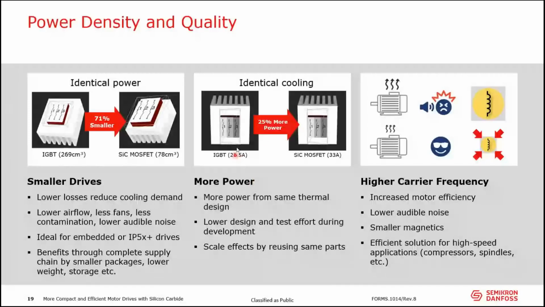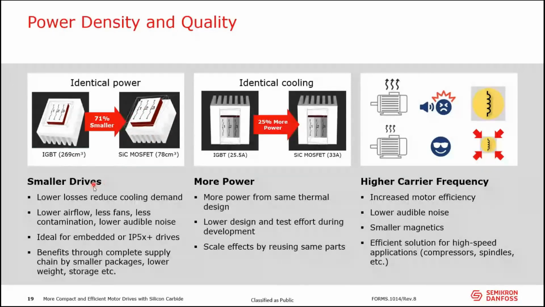I played a bit more with the simulation and tried to find out how else I can tweak it and what else I can get out of it. Here's a simulation that I did with identical power. I said, if I draw the same power from the IGBT module and the silicon carbide module and run both at the same junction temperature, how much can I reduce the cooling on the silicon carbide side? And the result is impressive: 71%. The heatsink can be 71% smaller in volume. Still, I have the same power out of the module here.